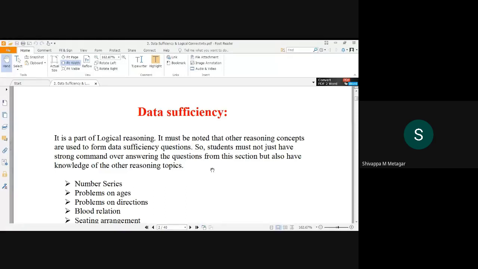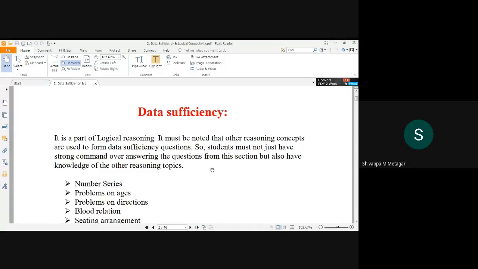Or what we have to perform. It means first they will give one problem statement, and then one question, and then based on that they will give two or more statements to answer the given question. We have to identify whether the statements they have given are sufficient or not.